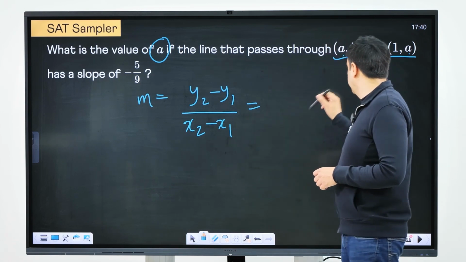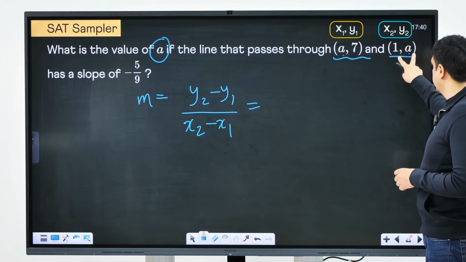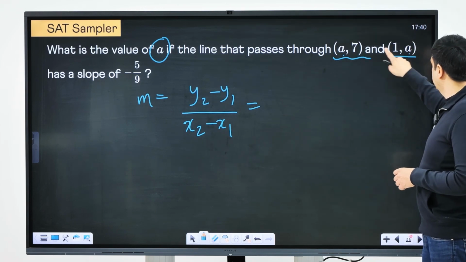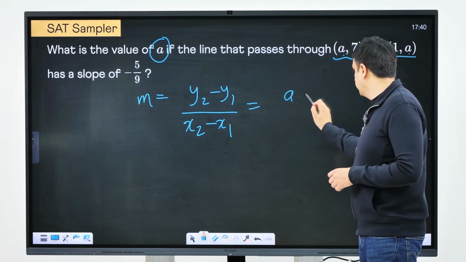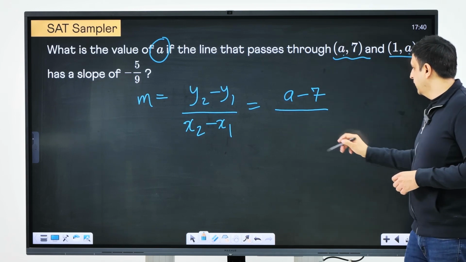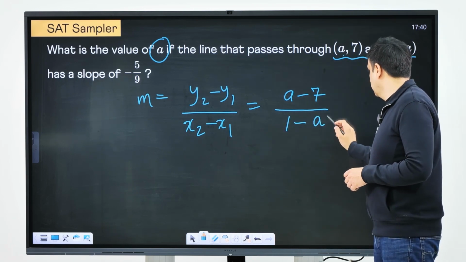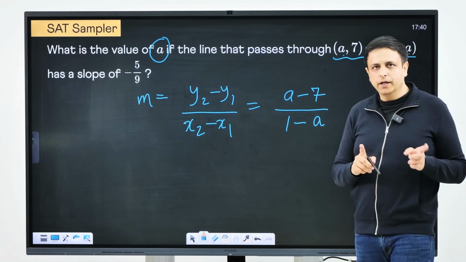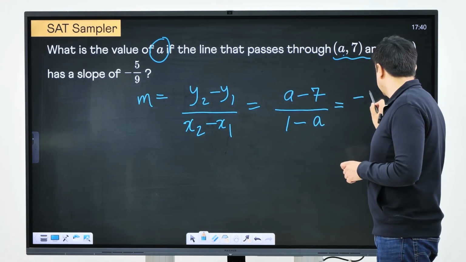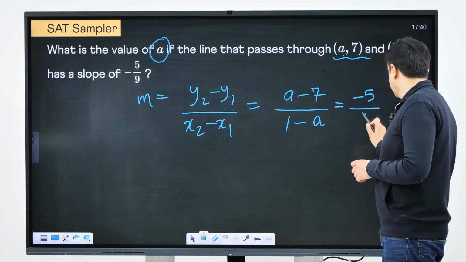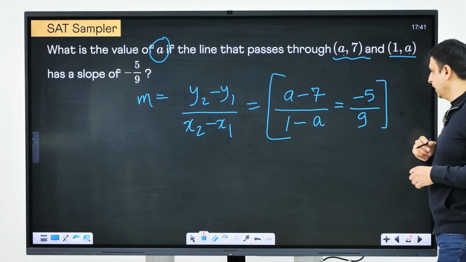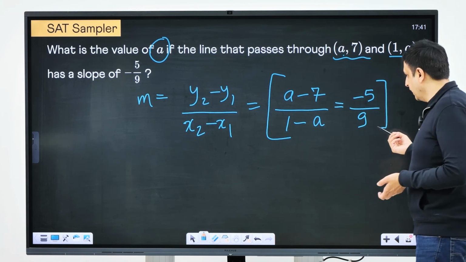So in this case, if we take this point as x1, y1 and this as x2, y2, then the numerator will be y2 minus y1, which is a minus 7. So a minus 7, and the denominator will be 1 minus a. Okay, so a minus 7 over 1 minus a. This should be equal to negative 5 over 9. So let me write this as negative 5 over 9. So now I have to solve this equation and find the value of a. So how can I do that?